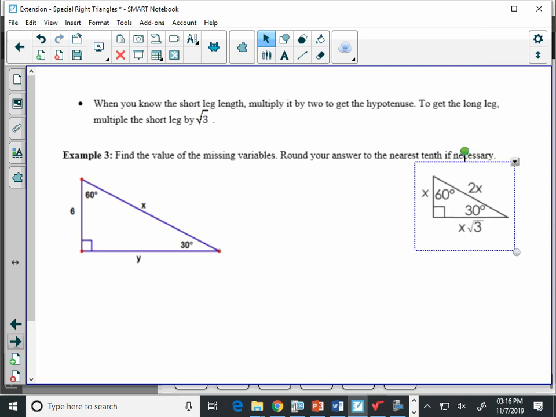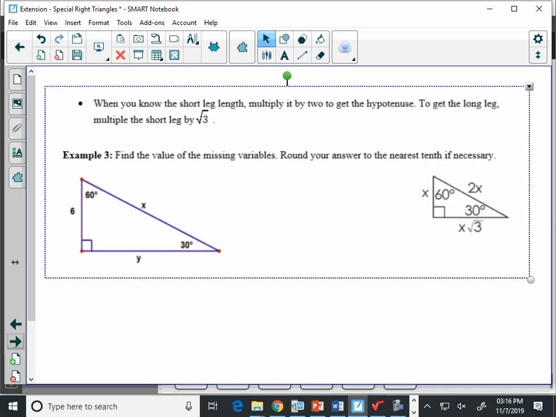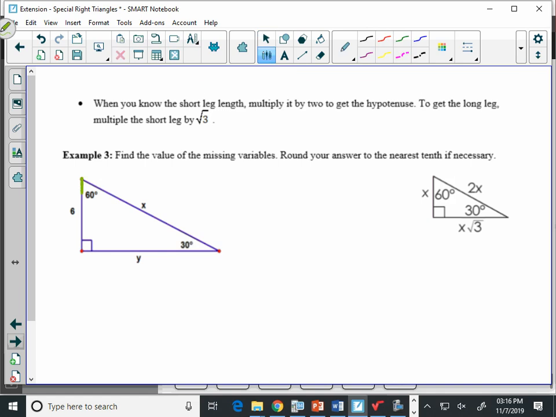Okay? We want to find the value of the missing variables. Round your answer to the nearest tenth if necessary. So we have to determine what we're given. I'm given this side. When I look in my diagram, it's the side across from the 30-degree angle. I'm given my short side. That is x in my diagram.